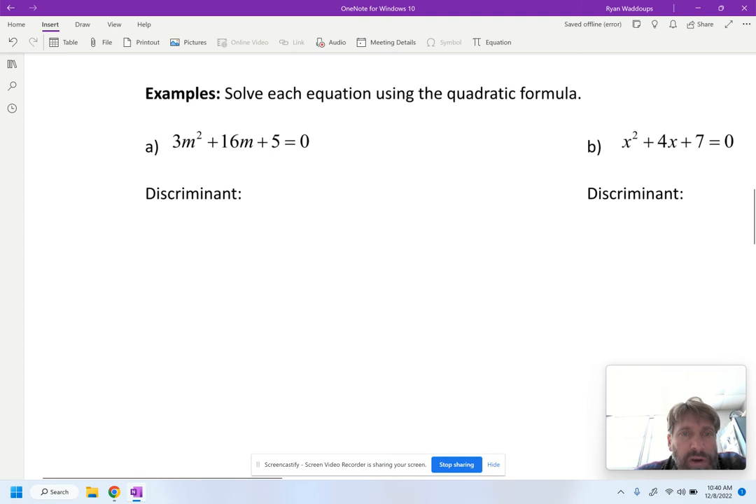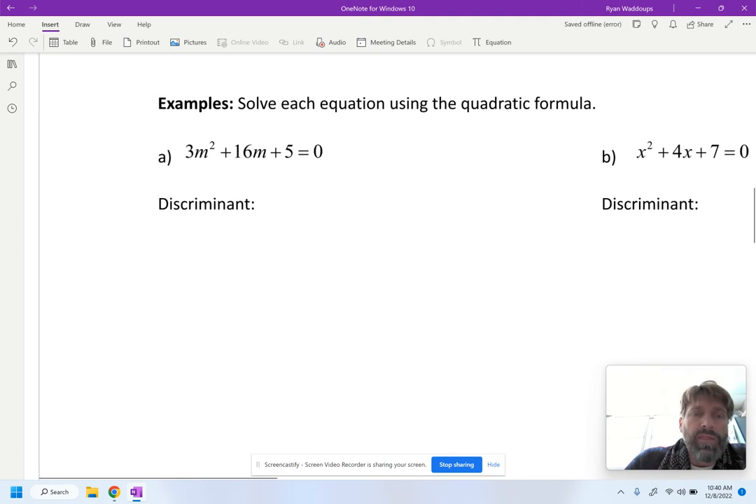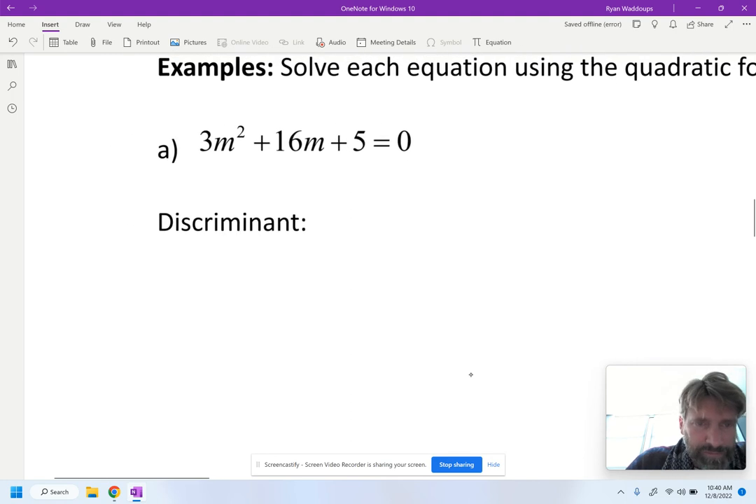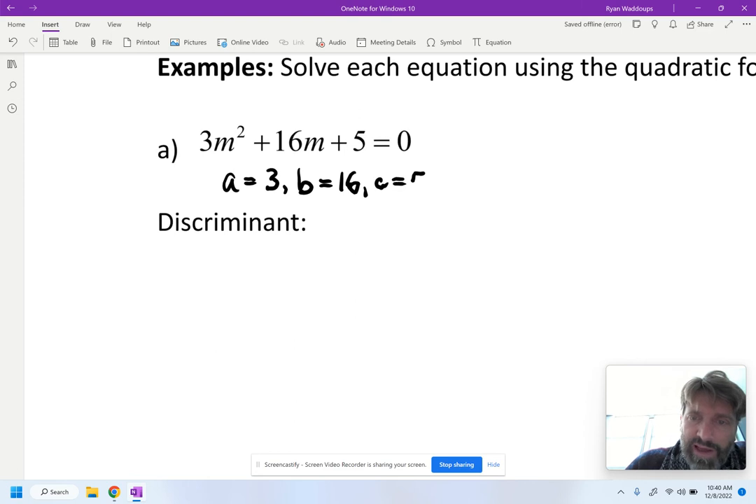Let's look at this first one: 3m squared plus 16m plus 5 equals 0. Let's say a equals 3, b equals 16, and c equals 5.